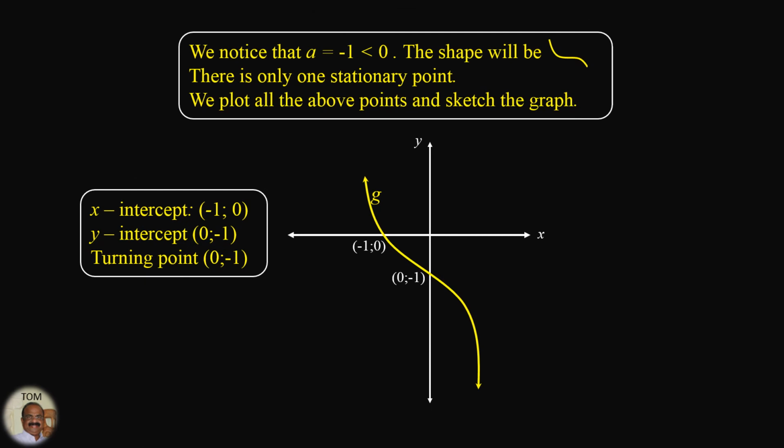Now we sketch. What is the shape? The value of a is negative 1. So the shape, we must have an idea of that. We mark the important points there: the x-intercept, the y-intercept, and the turning point, (0, minus 1). What is the point of inflection? (0, minus 1). So we got the sketch graph of g.